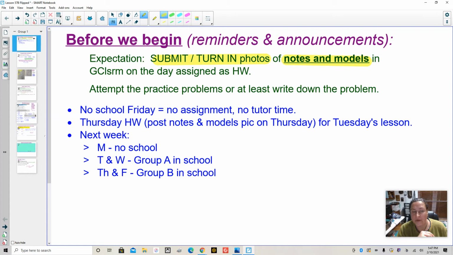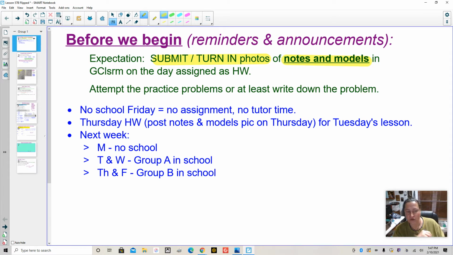All right. Remember to always attempt the practice problems or at least write them down. That makes the most use of our class time, even if I'm not there. No school Friday, no assignment, no tutor time. So Thursday's homework is post your notes and your models of your pictures on Thursday for Tuesday's lesson.